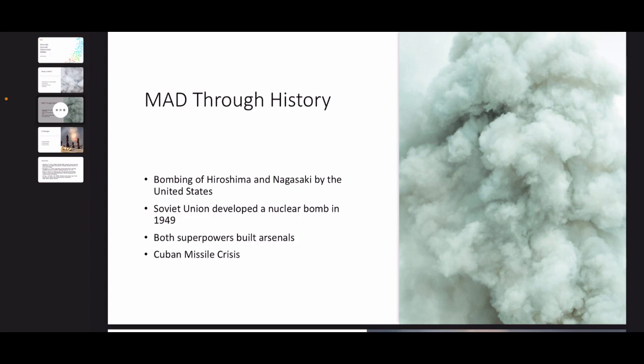And an example of MAD being utilized is the Cuban Missile Crisis, which is during the Cold War. And this is in 1962, and it was a very crucial moment in U.S. history because we discovered that the Soviets had missiles in Cuba pointing directly towards the United States.